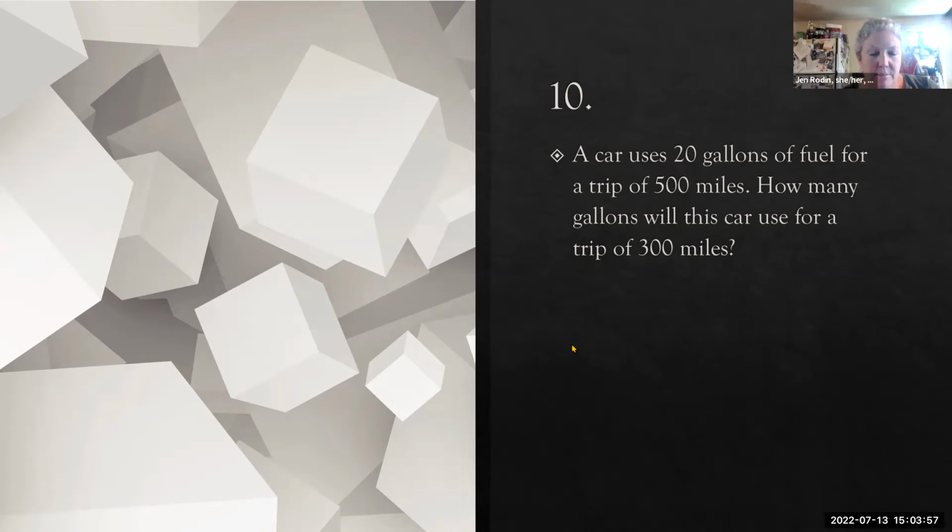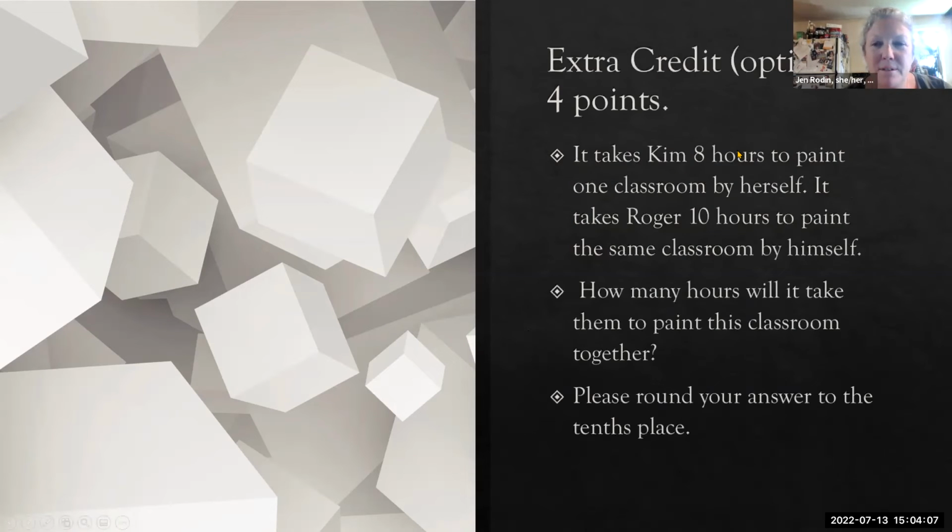Okay, now I'm going to put up the extra credit. This is optional. You could just log off if you want to. There is one more slide that says the end and what the homework is, but you don't have to do this one. It's 4 points, or you can write it down and do it later.